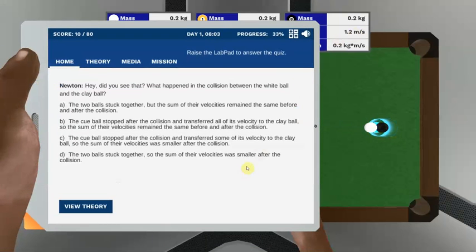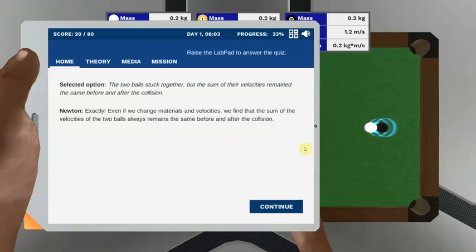Hey, did you see that? What happened in the collision between the white ball and the clay ball? Exactly. Even if we change materials and velocities, we find that the sum of the velocities of the two balls always remains the same before and after the collision.